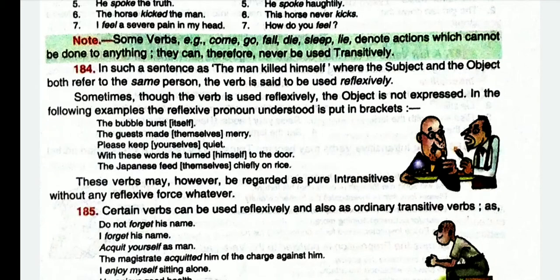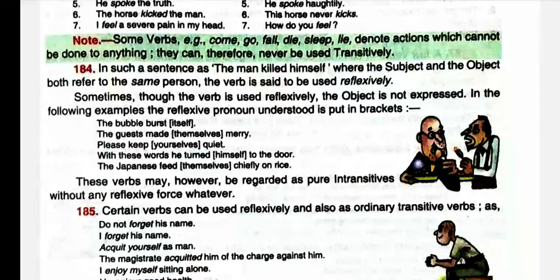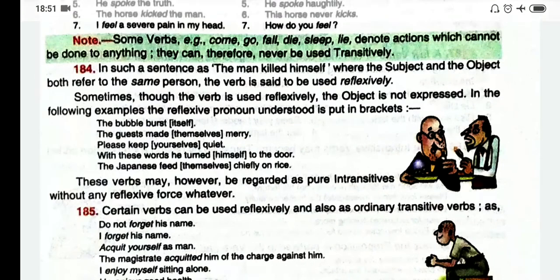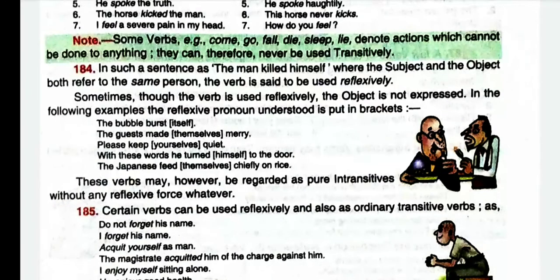In this case, again, burst is used reflexively because it is needless to write itself with it. Even if you write itself with it, it will be okay. But even if you don't write itself with it, it is obvious that the subject and the object are the same thing. So in that case we will say that the verb is used reflexively. The bubble burst itself. The guests made themselves merry.